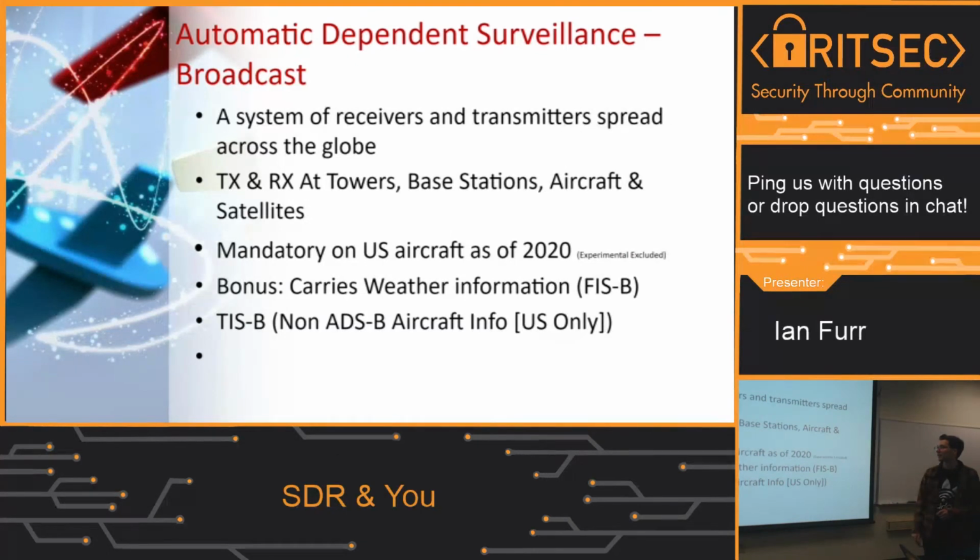And then there's TISB, which is the Traffic Information Service. This is an FAA service in the USA only that carries information for the non-ADSB aircraft. So this means that if your aircraft doesn't have a transponder, the FAA can still receive the position information with the radar system that we have currently and broadcast that out to planes that do, to further that anti-collision.